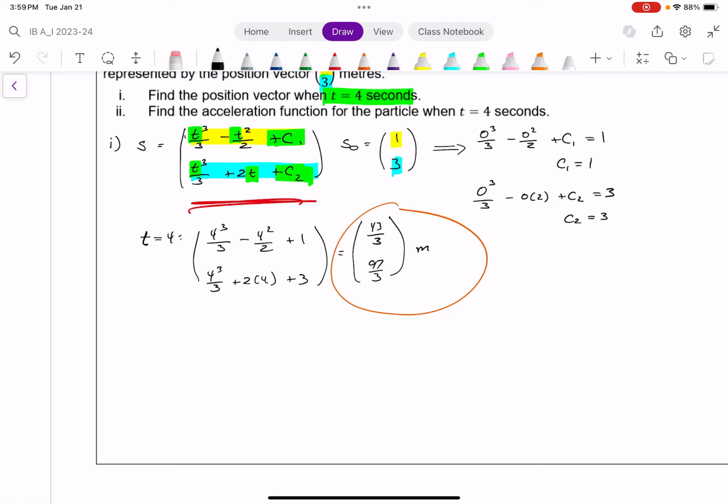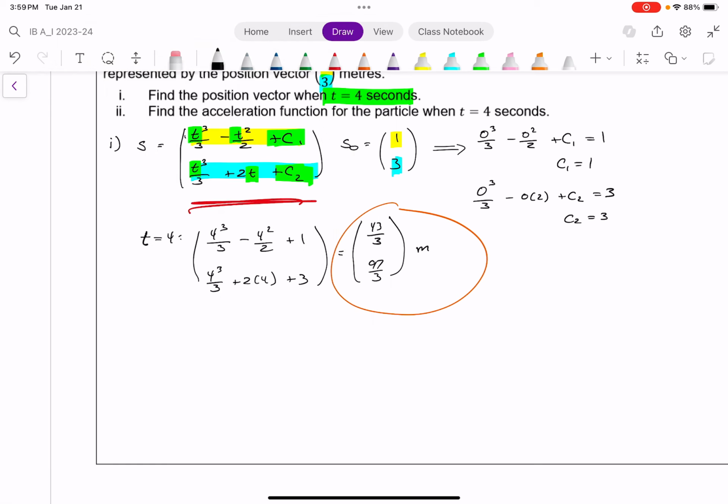Remember, especially with kinematics questions where you have multiple functions all having different units, but are all related to one another, we want to always try to remember to include units. All right, find the acceleration at 4 seconds.